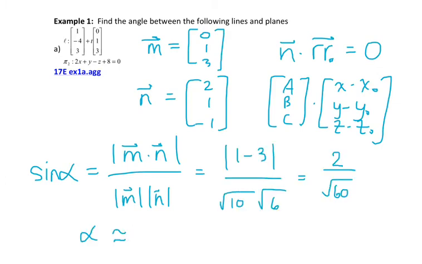Okay, hopefully I did all my calculations correct. I got my alpha is about 15.0 degrees when I round to the nearest tenth, because we give degrees to the nearest tenth.